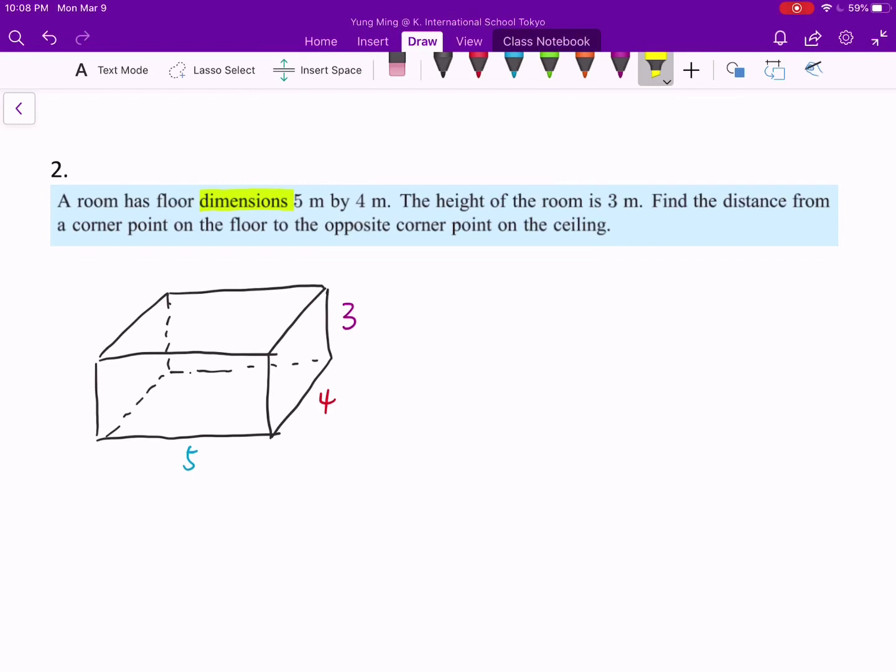So having this diagram over here, this is going to help us find out, at least visualize, what the question is asking. In this case, we're asking the distance from the corner point on the floor to the opposite corner point on the ceiling. So the corner point on the floor to the corner point on the ceiling, opposite. Okay, so it's basically the longest distance across the whole room, like this.